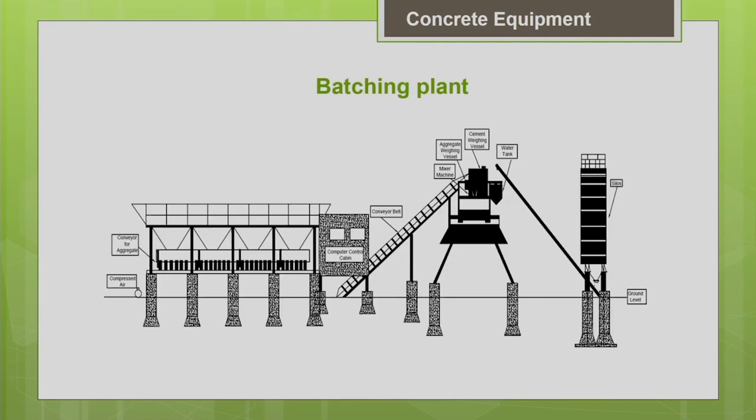So this picture shows a schematic image of the concrete batching plant. You can see these are the aggregate storage bins with sloping slides, where the aggregates are stored. From here, the aggregates will be conveyed by the belt conveyor. The belt conveyor will take it to the concrete mixer machine.